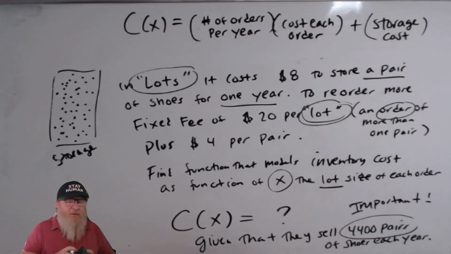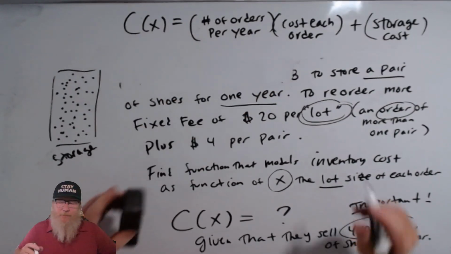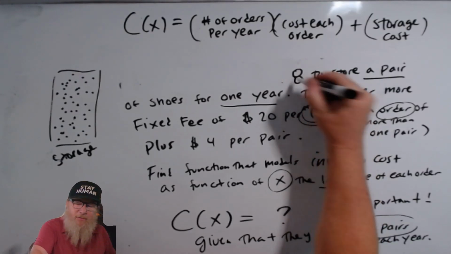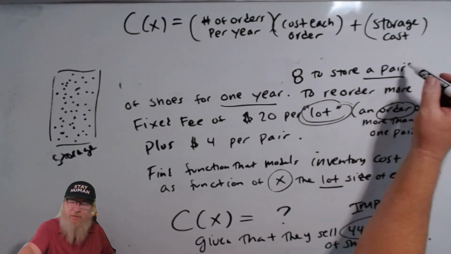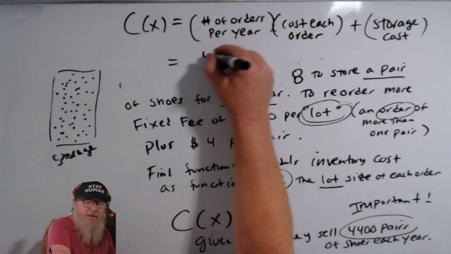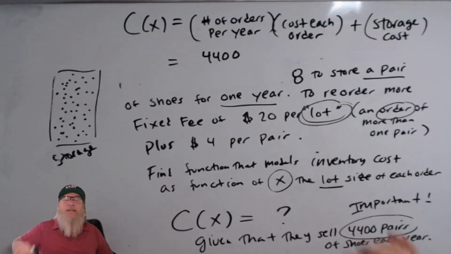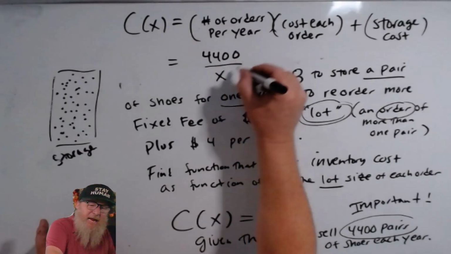Each dot is a pair of shoes, right? A box, I guess, with two shoes in a box. All right. So the number of orders per year. Oh, I don't want to lose this. I won't lose it. So the number of orders per year, that's the total number that they sell in a year divided by x.